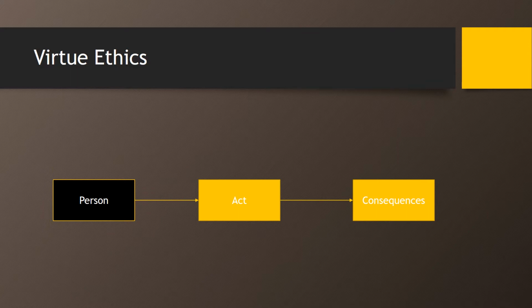So it's the character traits of the person that are most important, and the acts and consequences will flow from this kind of person, as it were. So a virtuous person, a person of good moral character, will tend to do actions that are morally good, that are morally virtuous acts. They will tend to do things that result in good consequences, that are beneficial to others or to themselves.